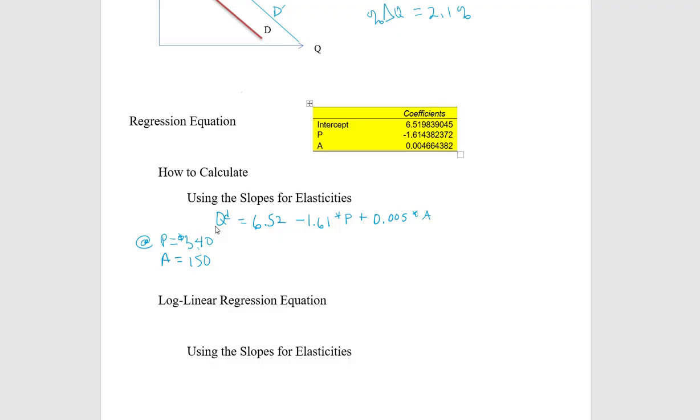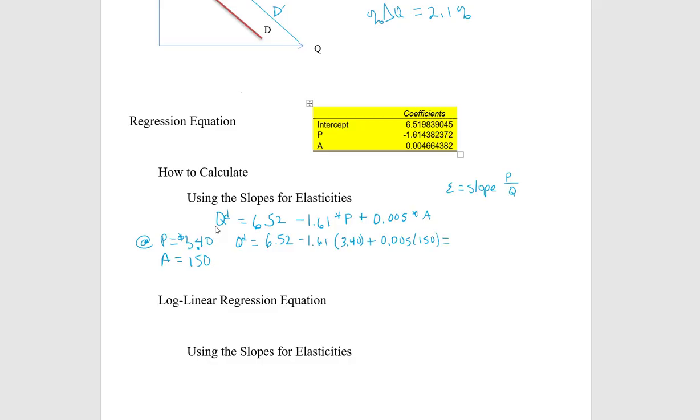What would the elasticity be? First of all, we have to calculate how much would be consumed because we need slope times P over Q to be able to get our elasticity. So I'm going to take that $3.40 and plug it in to see how many units consumers are willing and able to buy when the price is $3.40 and there's $15,000 worth of advertising.